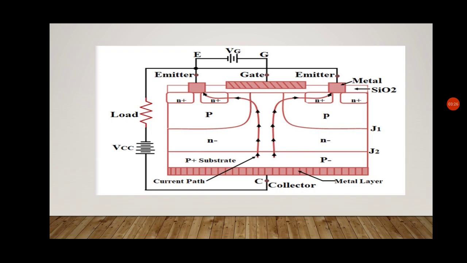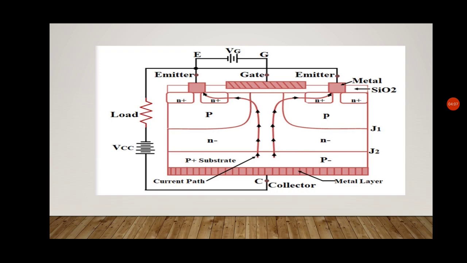Now, the structure of an IGBT. IGBT has three terminals attached to the three different metal layers. The metal layer of the gate terminal is insulated from the semiconductors by a layer of SiO2, a silicon dioxide layer, which insulates the gate terminal from the semiconductor layers beneath.